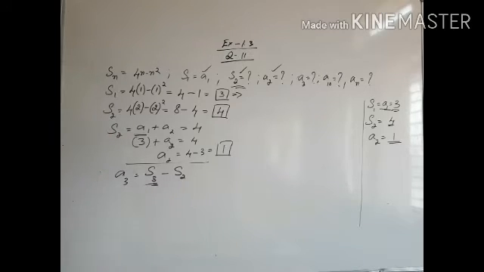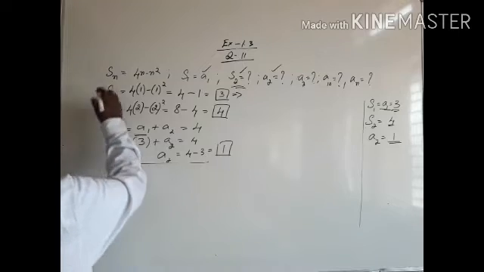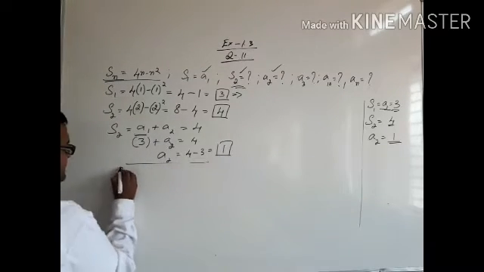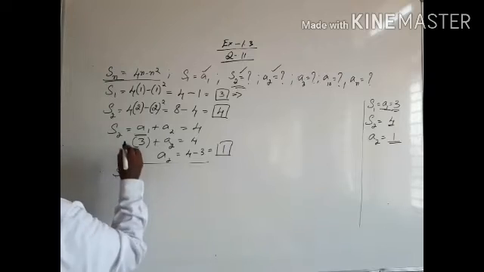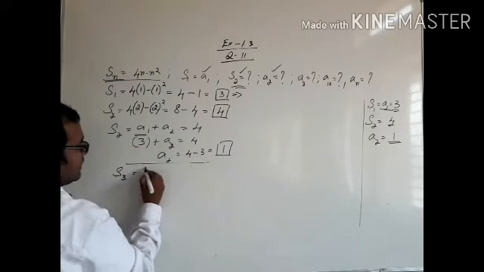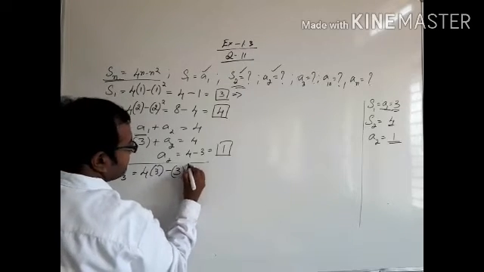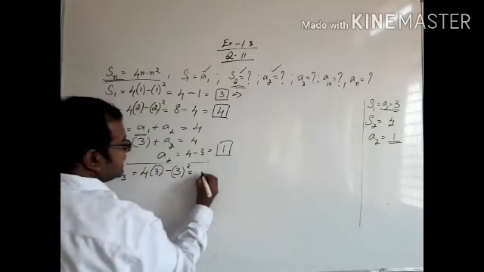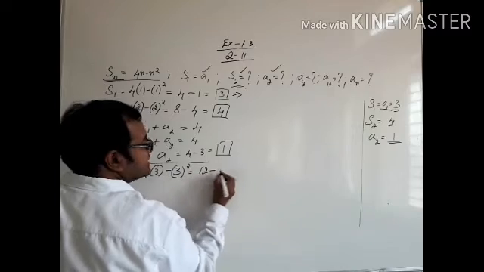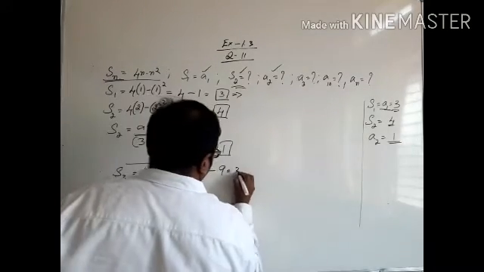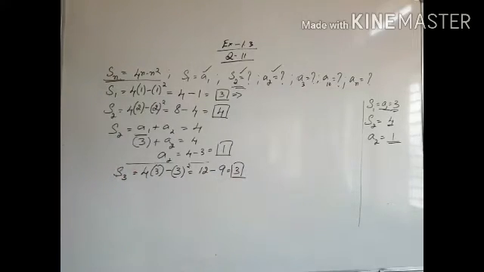But we don't know S3. To find that out, we have to go back to the given problem. Sn is equal to 4n minus n square. So Sn is replaced with S3, and n is replaced with 3. So 4n becomes 4 into 3 minus 3 square, which is 4 3s are 12 minus 3 square is 9. 12 minus 9 is 3. So your sum of first 3 terms is 3.